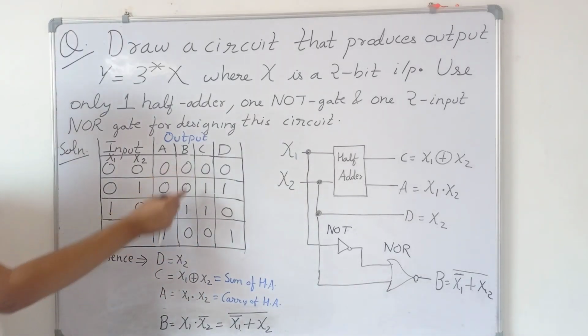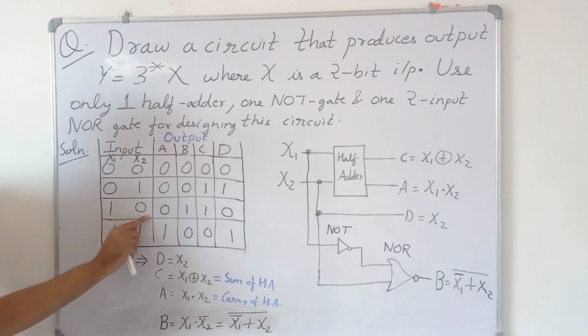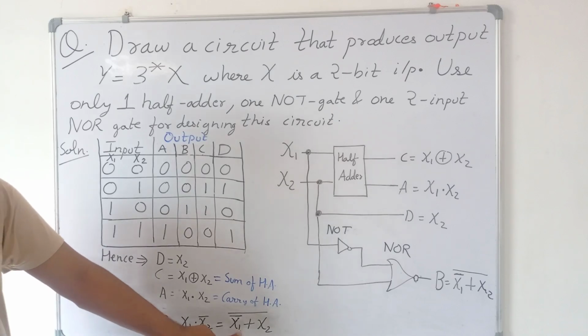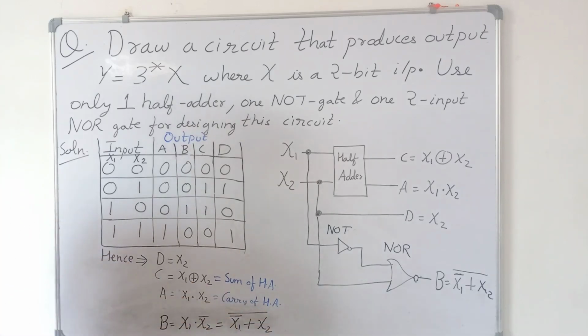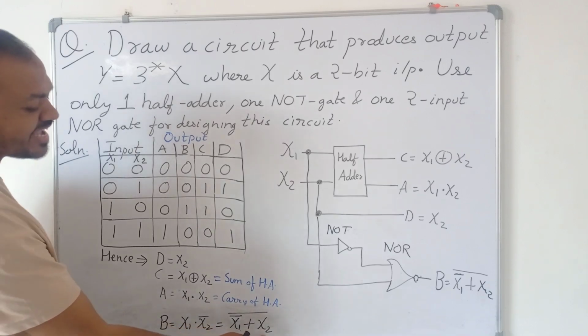Then B is equal to X1 dot X2 bar, X1 ANDed with X2 bar. So using De Morgan's law, we can write it as X1 bar plus X2, whole bar. X1 dot X2 bar, if we apply De Morgan's law, we can write it as X1 bar plus X2 whole bar.